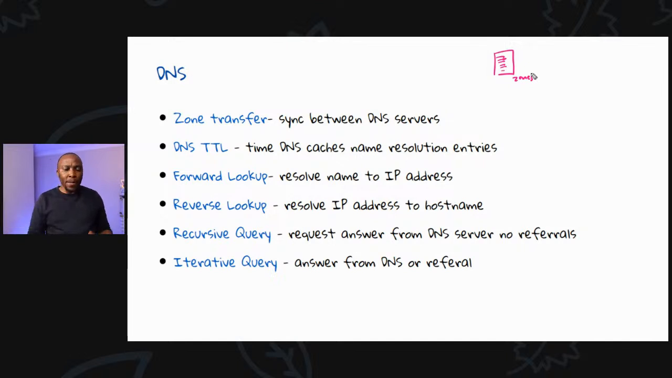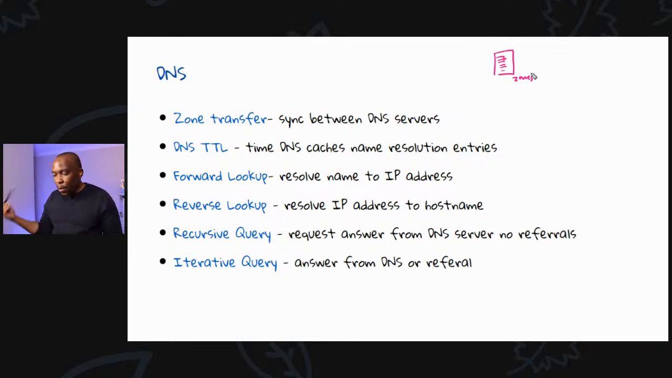Forward lookup is when you resolve the name to the IP address. So when you're resolving google.com to the IP address, that's a forward lookup. A reverse lookup is when you are reversing the IP address to the host name. That is a reverse lookup.